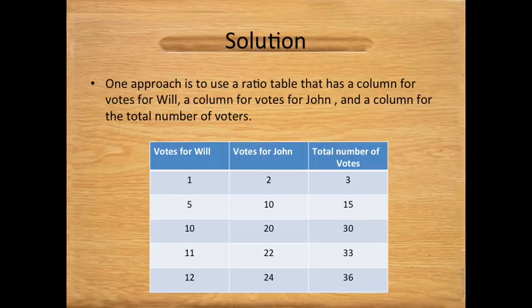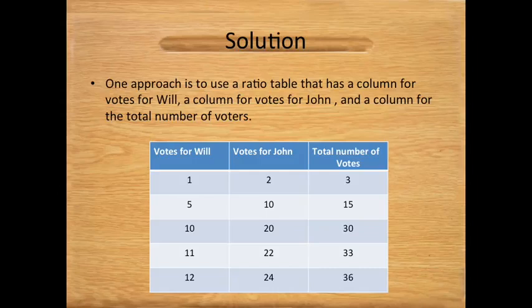Okay, let's look at the solution by making a table, a diagram. So one approach, as we can see here, is to use a ratio table that has a column of votes for Will, a column for votes for John, and a column for the total. Previously, when we were talking about the marbles, I stated that if you looked at the ratio of 3 to 4, that told me I had a total of 7 marbles. If I looked at the ratio of 3 blue marbles to 2 red marbles, I had a total of 5. So we're using that concept again by setting up a table.